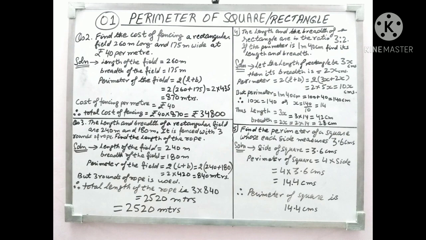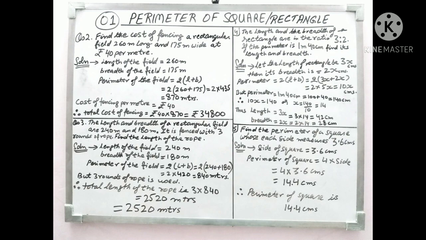Let us see the third question. Next question. The length and breadth of a rectangular field are 240 meter and 180 meter respectively. Now it is fenced with 3 rounds of a rope. We have to find the length of the rope used for this purpose, right?